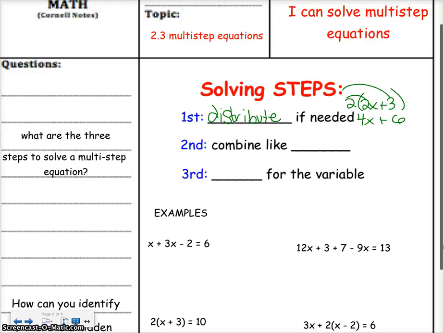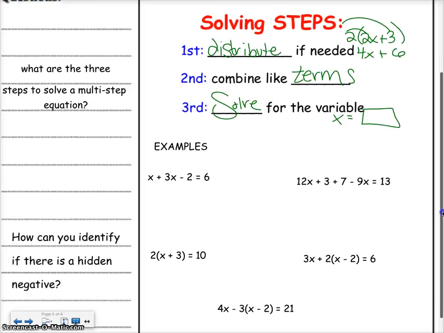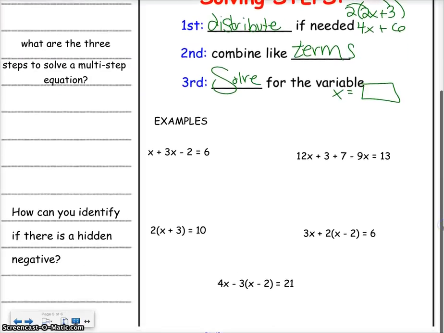So that is like the most important thing you need to do when you are solving an equation. And then you combine your like terms, and then you solve for the variable. Remember, you know you are done when the variable is all by itself. So our goal, get the variable by itself. That is our goal. All right, let's work through some examples here.